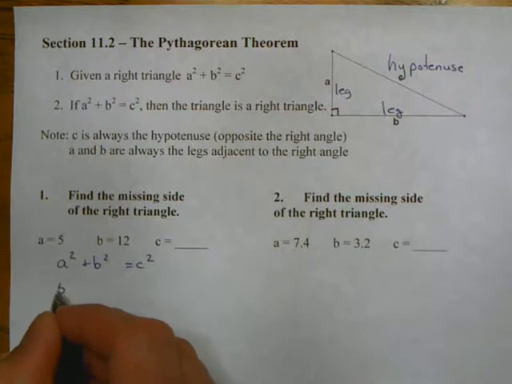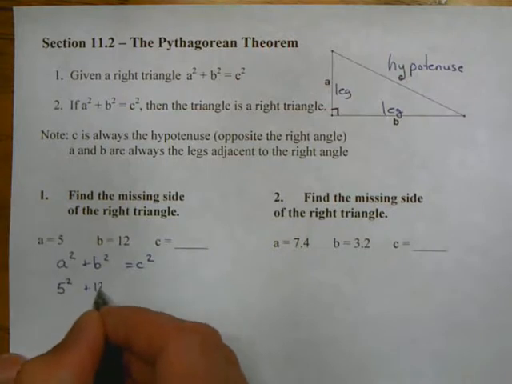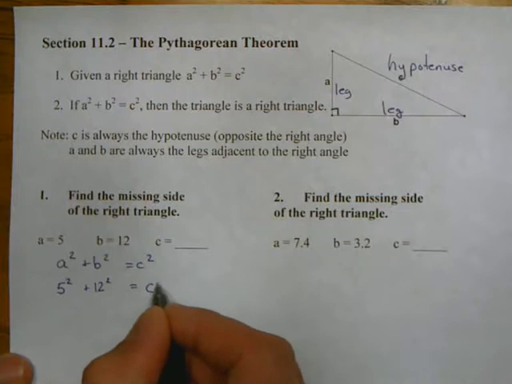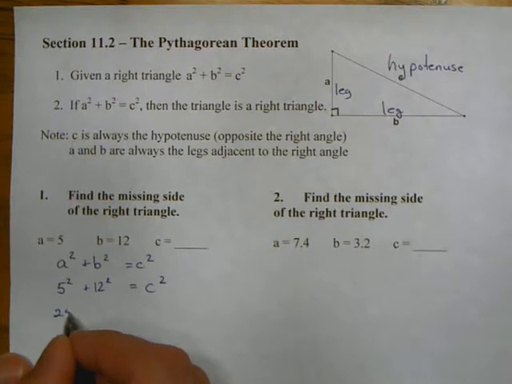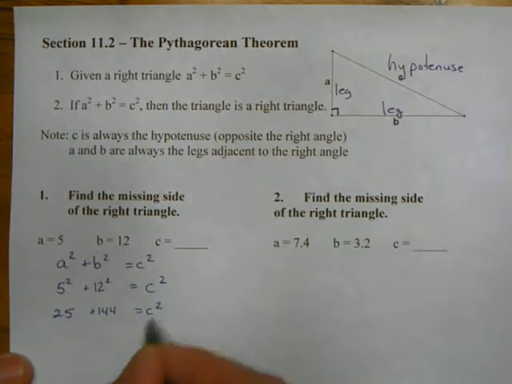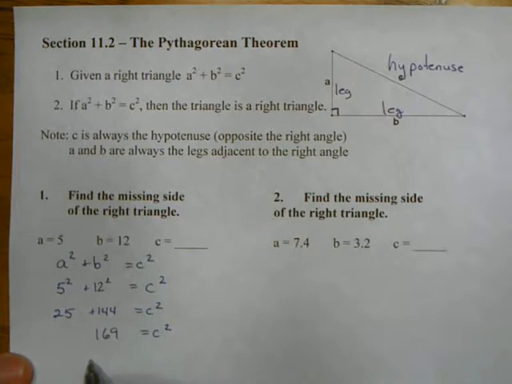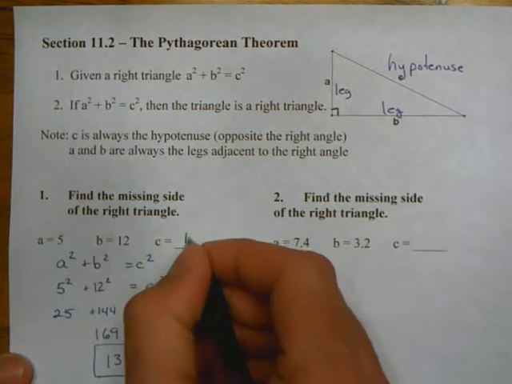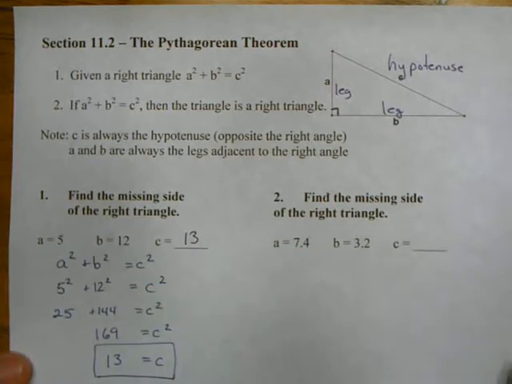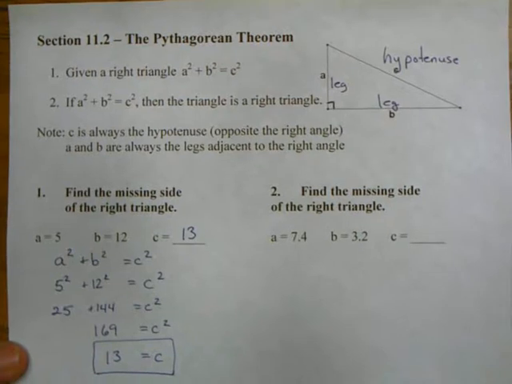So in this case, we're given the two shorter sides. We square them both and add them together, giving us 25 plus 144 equals c squared. So c squared equals 169, and we take the square root of both sides, and we get c equals 13. So the longest side, the hypotenuse, is 13.